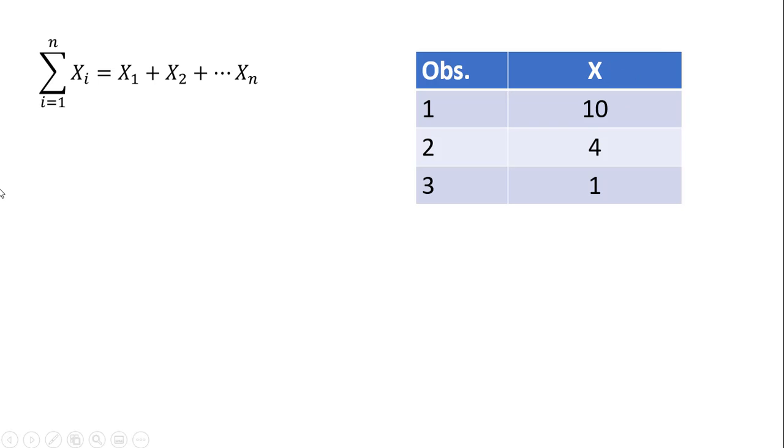So here's our summation notation. Here we're going to sum some variable x, starting with observation 1 through observation n. Then that can be written like this on the right hand side. So we take the value for variable x from observation 1, add that to the value of variable x for observation 2, all the way through to the nth observation.